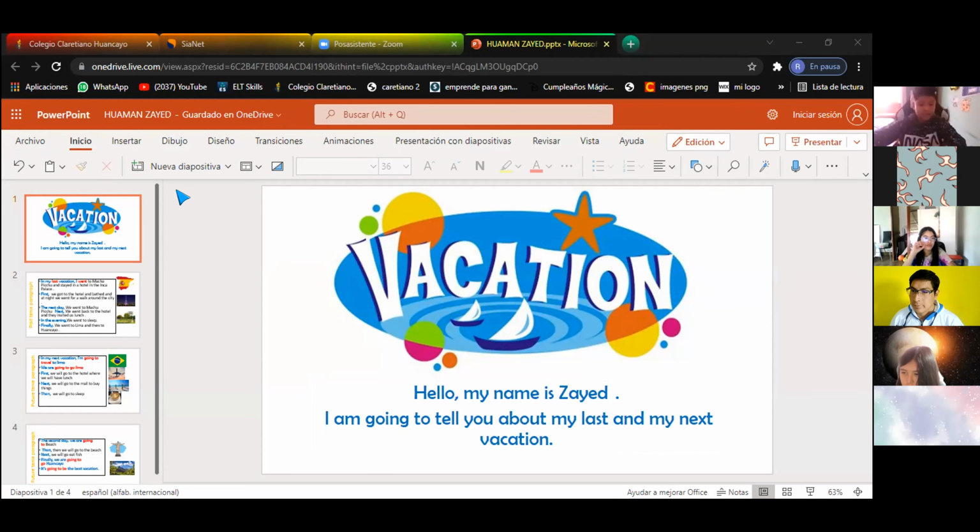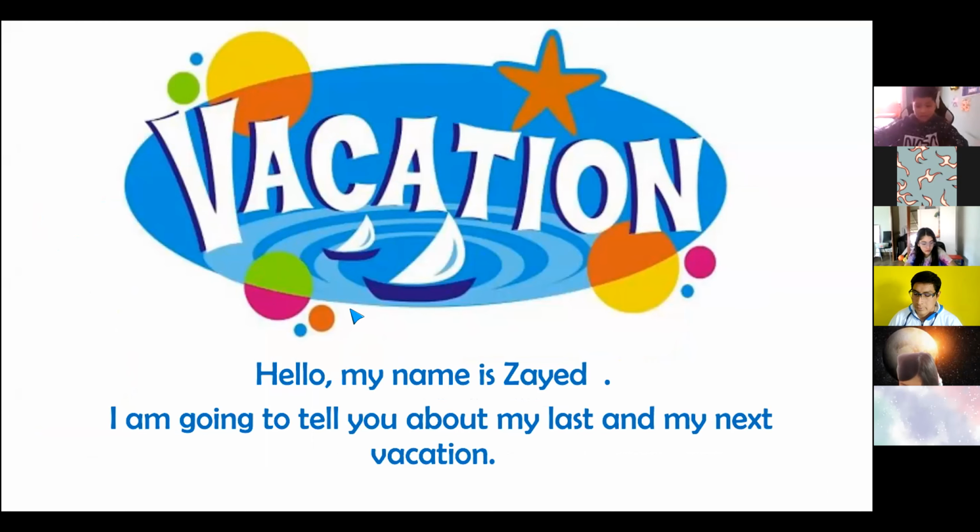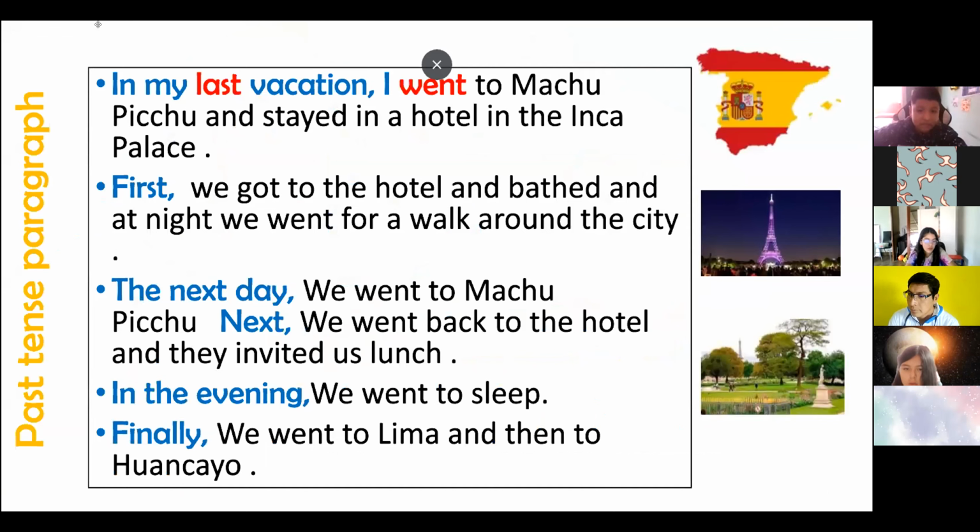Okay. Hello, my name is Sayed. I am going to tell you about my last and my next vacation. In my last vacation, I went to Machu Picchu and stayed in a hotel in the Inca Palace. First, we went to the hotel and bathed, and at night, we went for a walk around the city. The next night, we went to Machu Picchu. Next, we went back to the hotel and they invited us to lunch. In the evening, we went to sleep. Finally, we went to Lima and then to Huancayo.